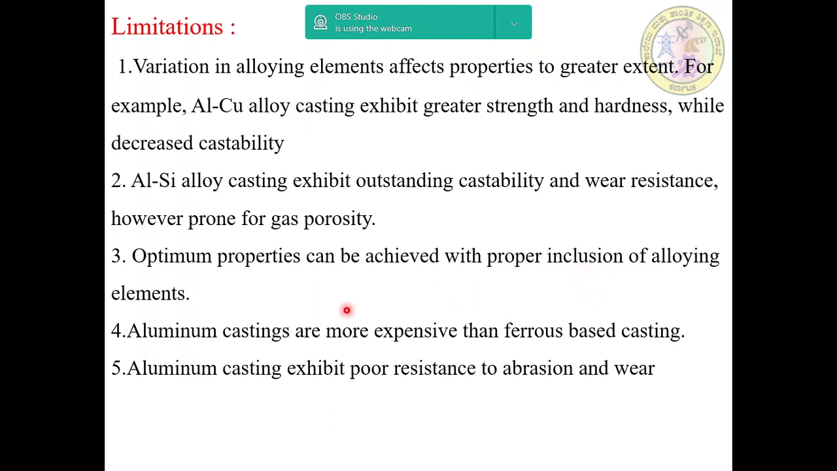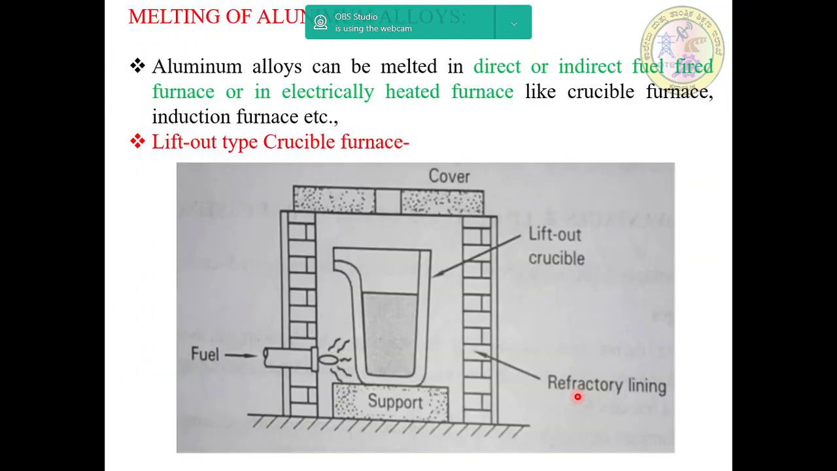Aluminum castings are more expensive than ferrous based castings, and aluminum castings exhibit poor resistance to abrasion and wear. These are the main drawbacks of aluminum castings. Melting of aluminum alloys.